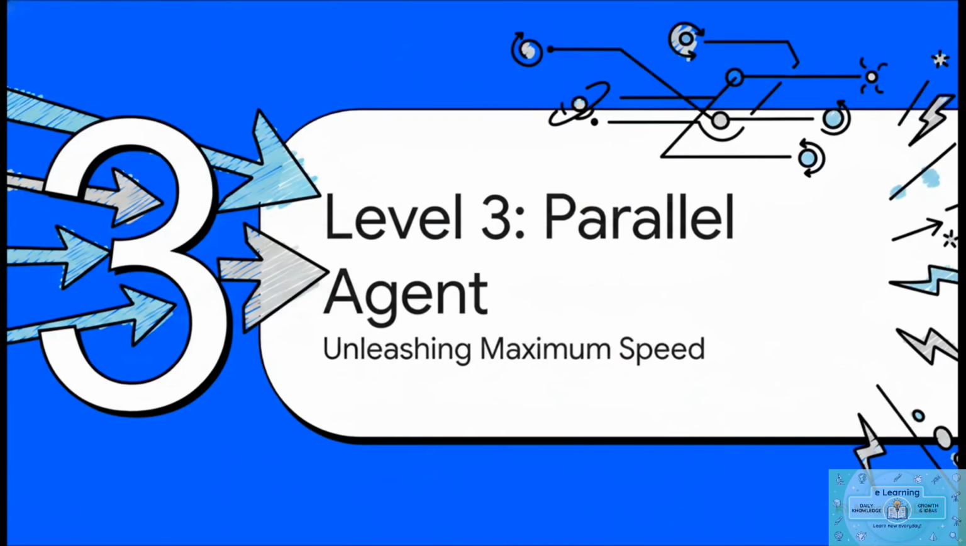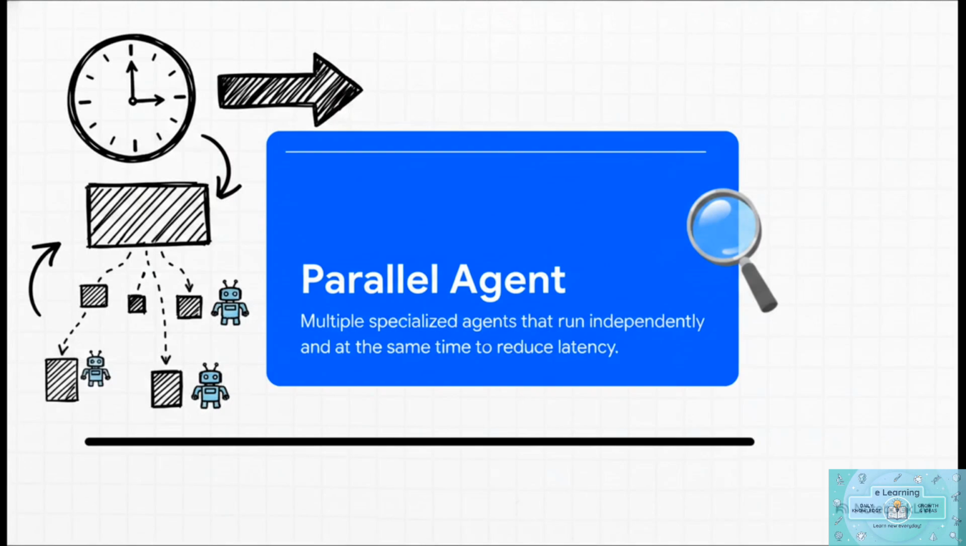But what if your tasks don't actually need to be done in a specific order? What if your biggest enemy isn't a lack of control, but a lack of speed? For that, my friends, we turn to our third pattern, the parallel agent. The whole idea here is to crush latency, the time you're sitting there waiting for an answer. If you can break a big job down into a bunch of smaller tasks that don't depend on each other, you can have a whole team of agents work on them all at the exact same time.